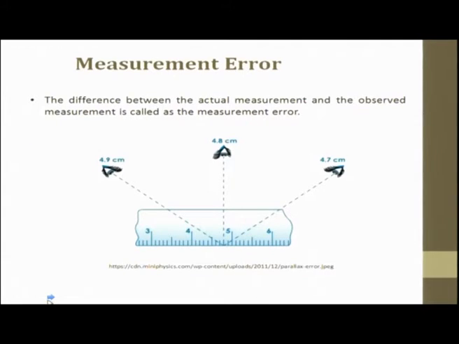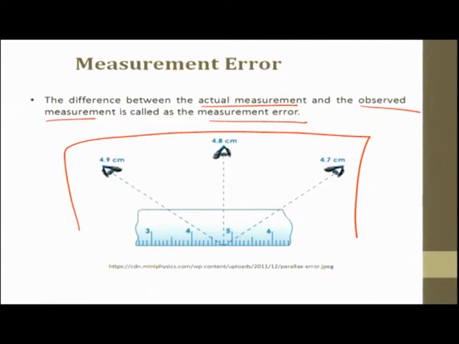Next is measurement error. We have discussed this before multiple times. The difference between the actual measurement and the observed measurement is known as measurement error. So, what do you think? What kind of error is this? This is a parallax error. This is number 1. If I classify it, this is the error from the observer. This is the observer's error.